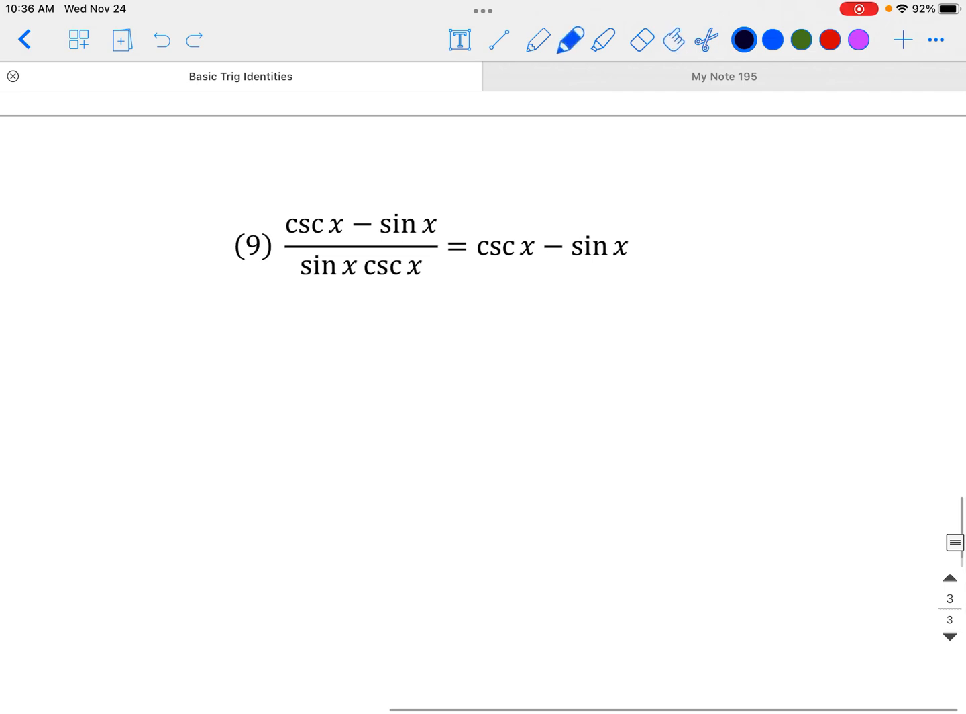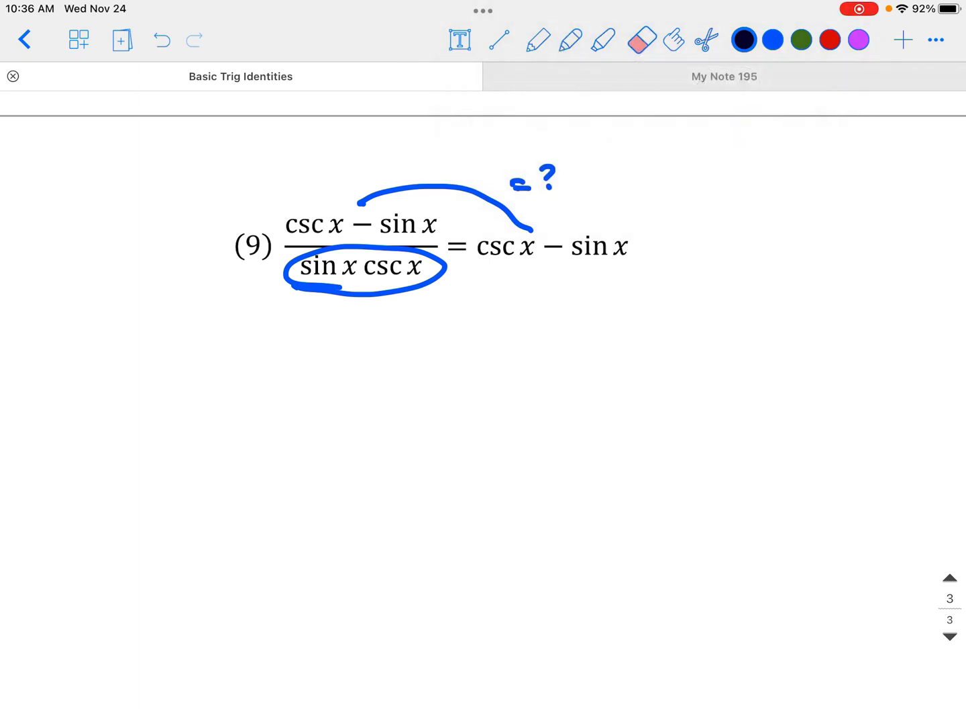For number 9, well, I think we're just going to need to simplify that since those things are already equal to each other. So we really just want to show that that bottom is equal to 1.